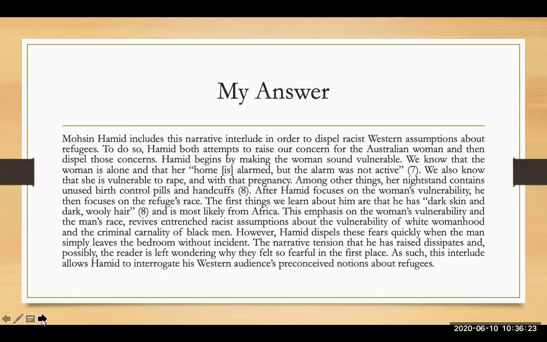After Hamid focuses on the woman's vulnerability, he then focuses on the refugee's race. The first things we learn about him are that he has dark skin and dark woolly hair, and is most likely from Africa. This emphasis on the woman's vulnerability and the man's race revives entrenched racist assumptions about the vulnerability of white womanhood and the criminal carnality of Black men. However, Hamid dispels these fears quickly when the man simply leaves the bedroom without incident. The narrative tension that he has raised dissipates, and possibly the reader is left wondering why they felt so fearful in the first place. As such, this interlude allows Hamid to interrogate his Western audience's preconceived notions about refugees.